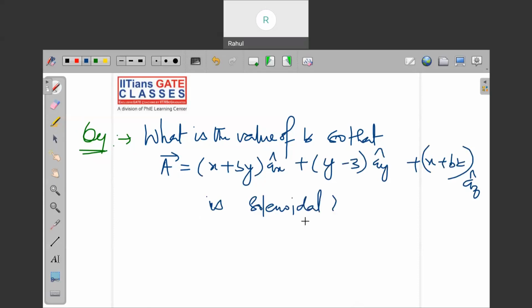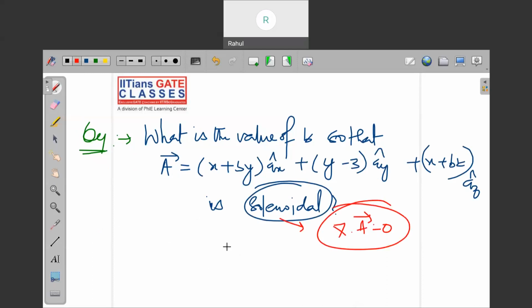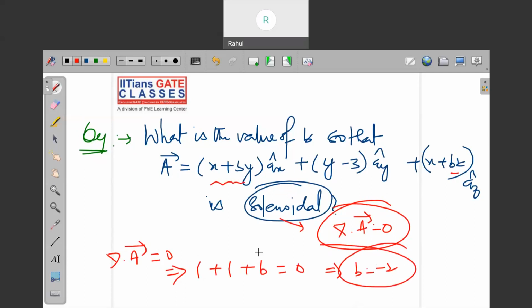Okay, so this is one of the GATE questions only, and it is very easy, right? They have mentioned that this field is solenoidal. So what does it mean? It means that the divergence of A is equal to 0, and you have to find B, which is present here. So divergence of A equal to 0 means take each component and differentiate it: this gives 1, this is 1, and this is B, equal to 0. So B is going to be minus 2. Okay, so it is very, very easy, right?